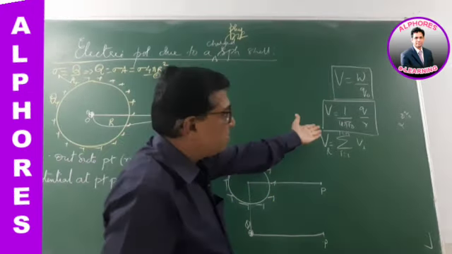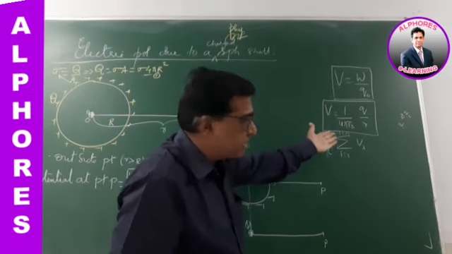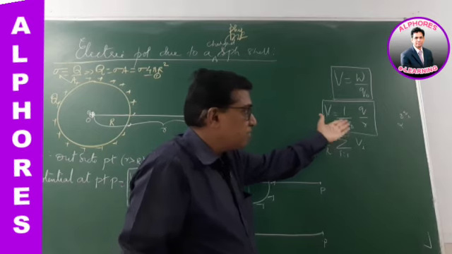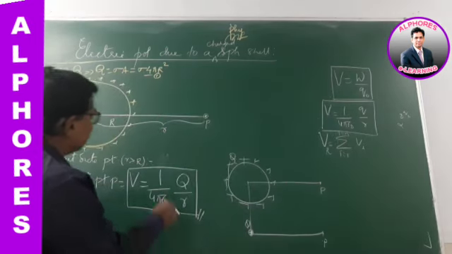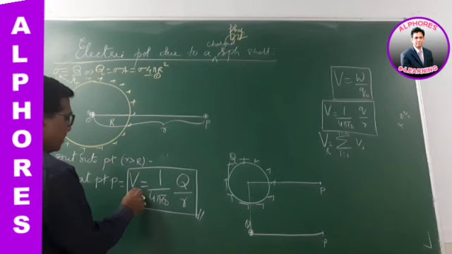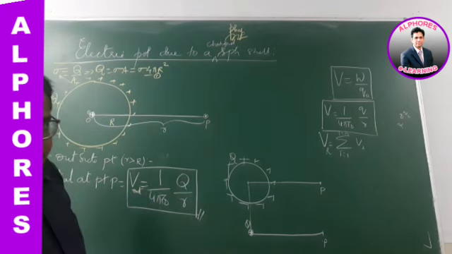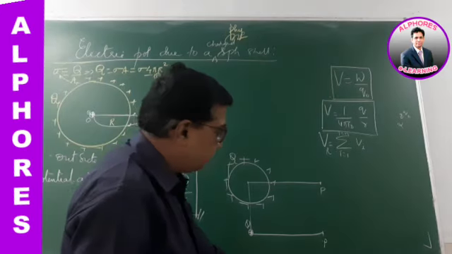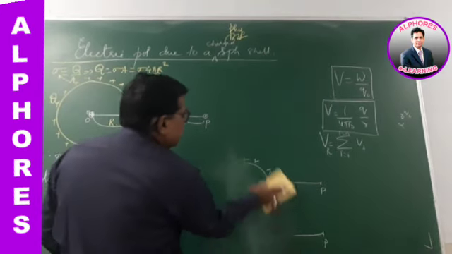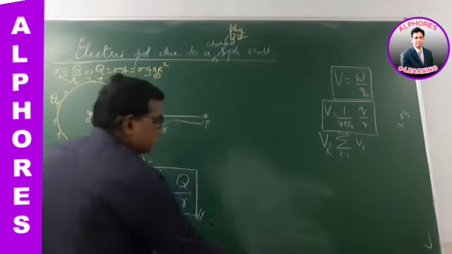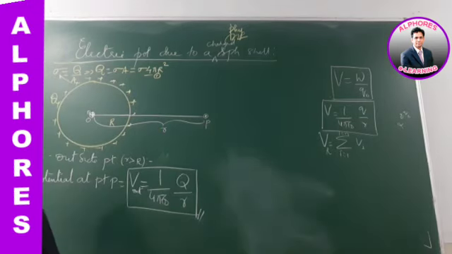For a point charge we have already proved the formula for the potential: 1 by 4 pi epsilon, Q by R. So by this, the potential at the outside point is 1 by 4 pi epsilon naught, Q by R. This is the potential due to a charged spherical shell at an outside point.